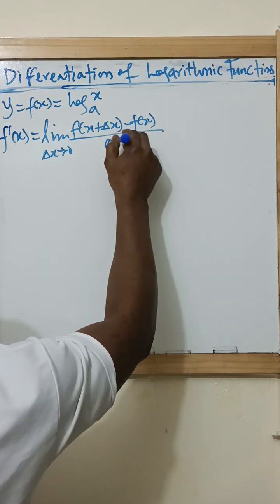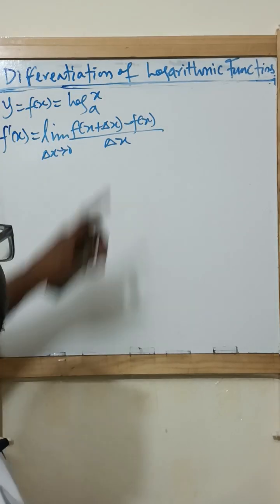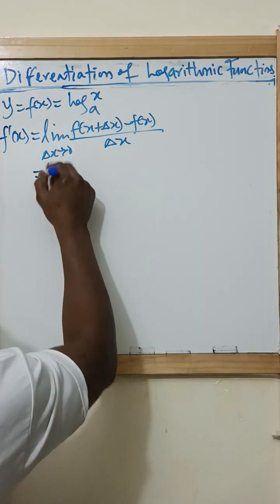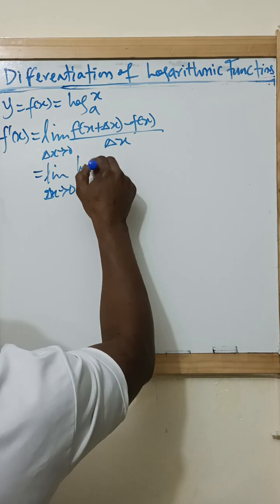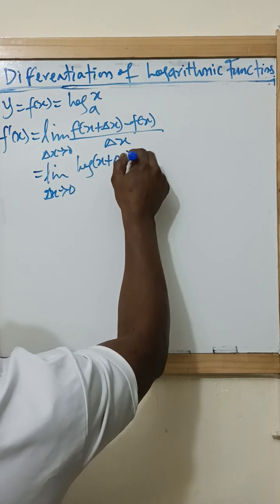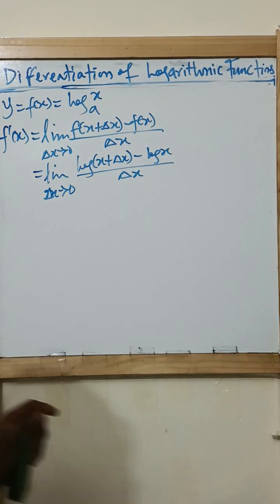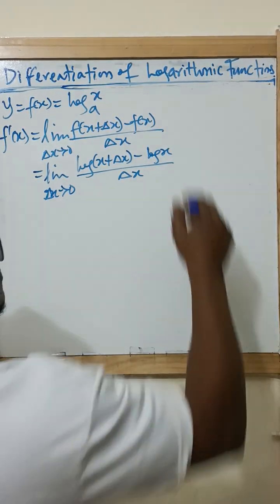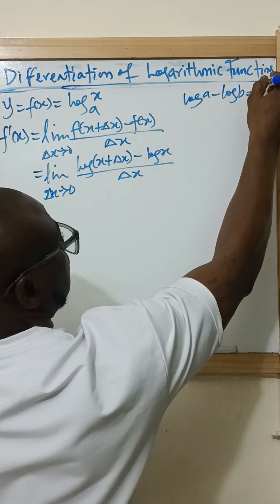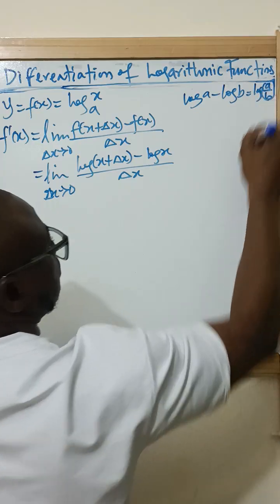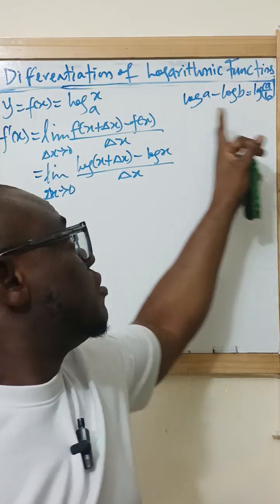So when we introduce this here, this is going to be the limit as delta x tends to 0 of log of x plus delta x minus log x, all over delta x. We know this law of logarithm that says log a minus log b is going to be log of a over b. That is, you take one log, then a over b. The subjects will be divided, right? So you apply the same principle here.